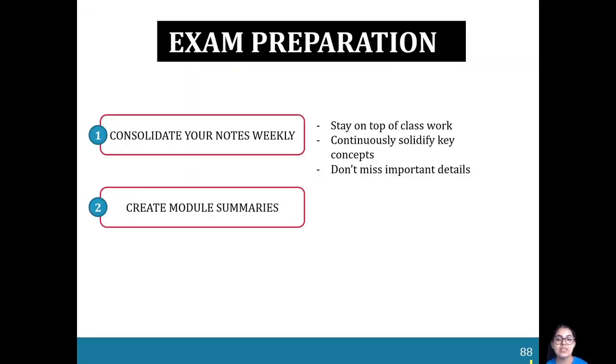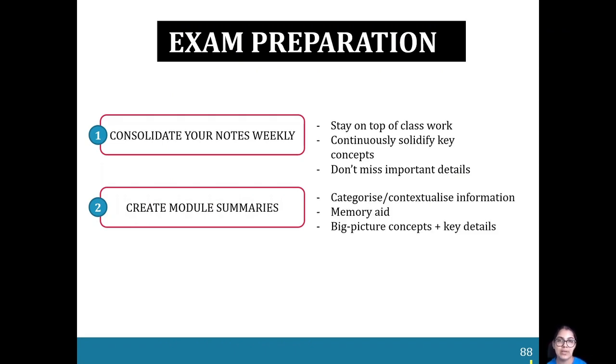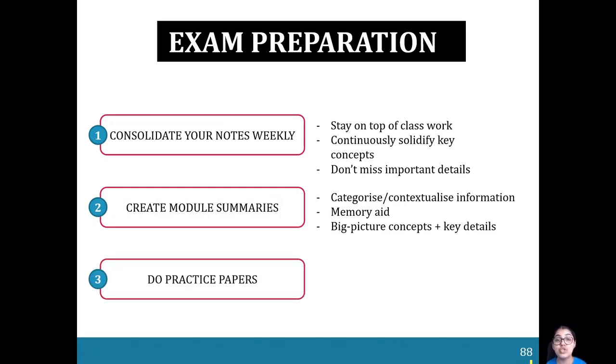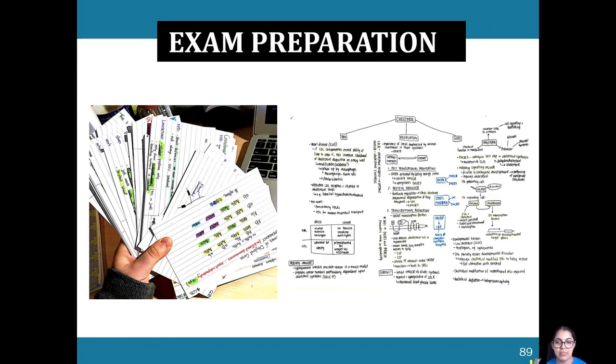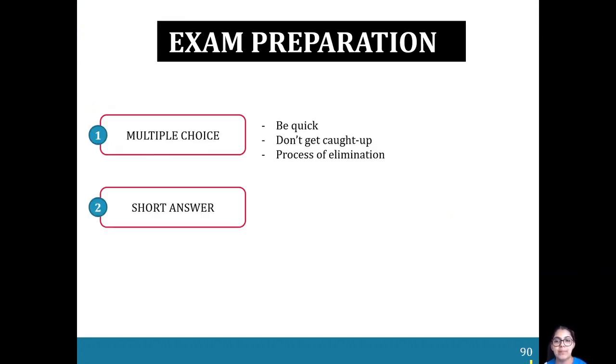Exam prep: consolidate your notes, really important. Don't get behind on them. Create module summaries, that can be super helpful. I personally found mind maps to be really helpful. And do practice papers, even if at the beginning it's just a couple of questions. Do it. Mind maps and palm cards are really helpful. I personally found mind maps really good because it helped really connect things together.